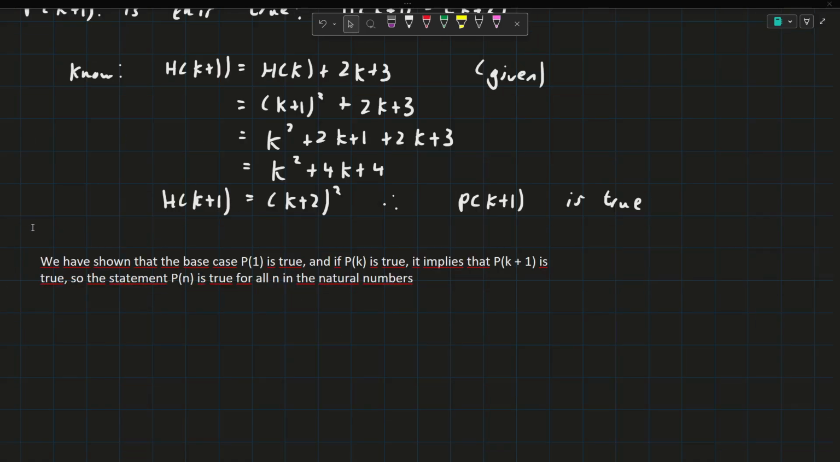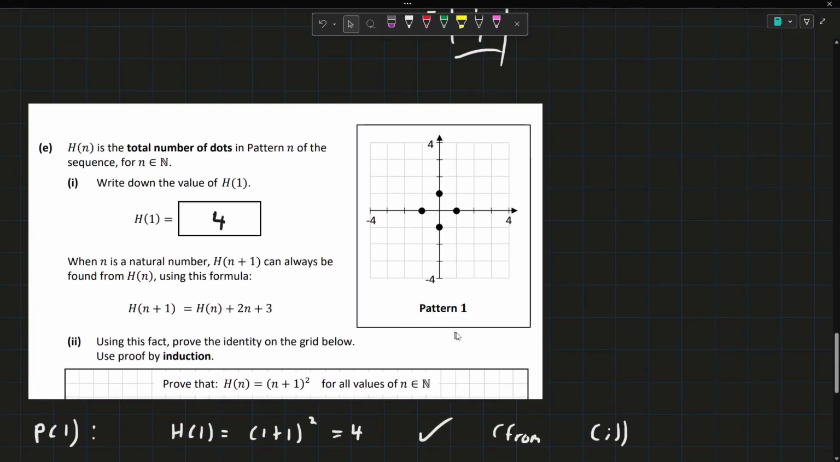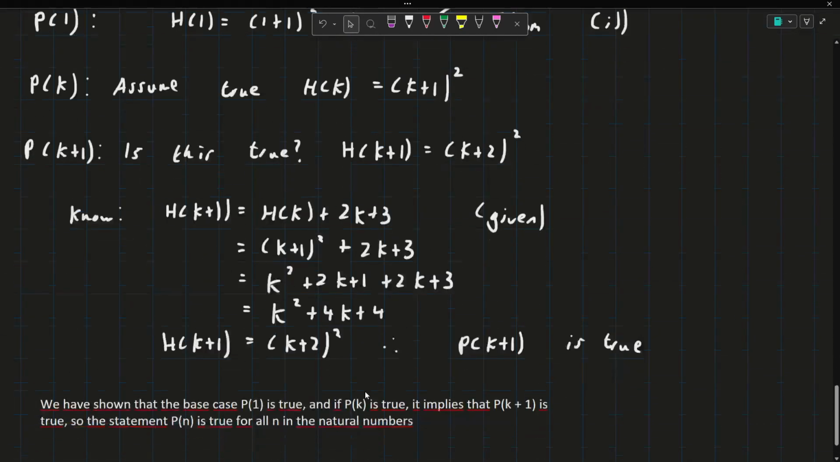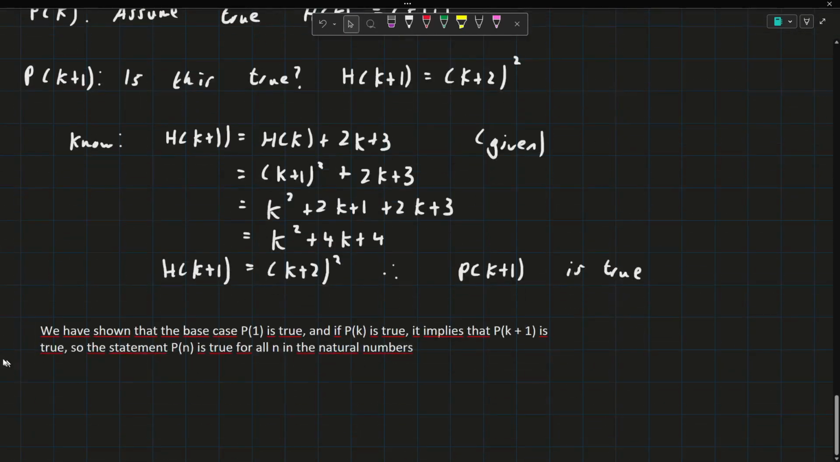Let me just write a little conclusion to show that we understood the question. We've shown that the base case P of 1 is true, so the statement is true for 1. Then we assumed that the statement is true for k, and that implies that the statement is true for k plus 1. Therefore, the statement must be true for all values of n in the natural numbers, because that's what they wanted us to prove it for, and induction only works for natural numbers. So that's the end.